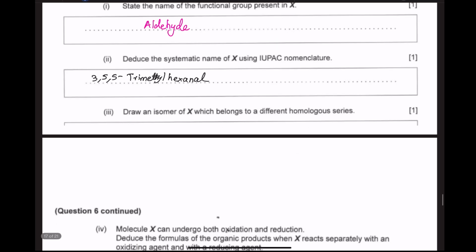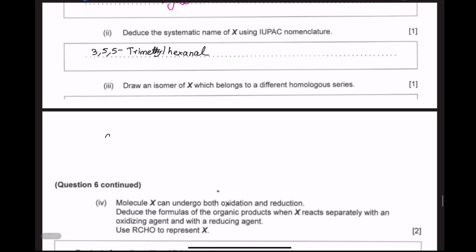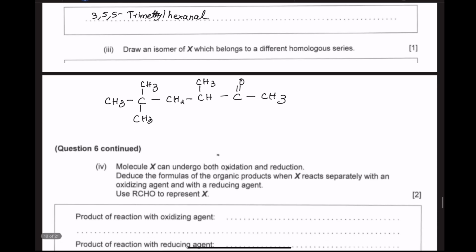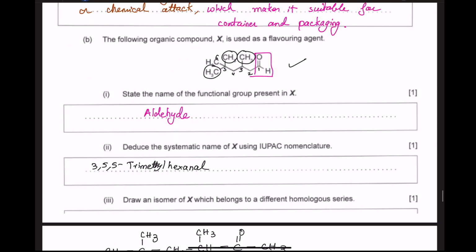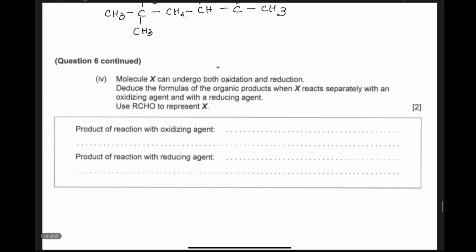Okay. So for this, we can just draw a ketone. I'll just shift the position of the double bond. C double bond O CH3, right, which is a ketone. Now molecule X, this one, can undergo both oxidation and reduction.